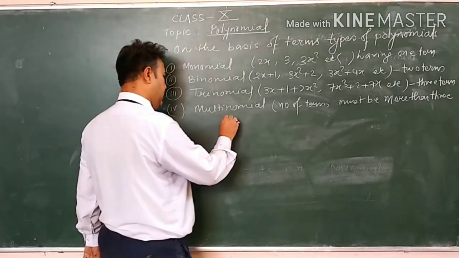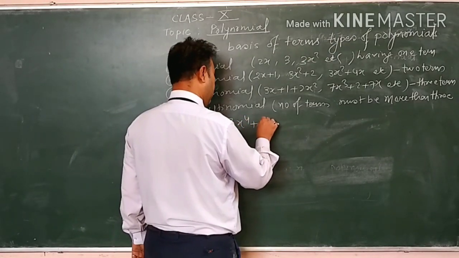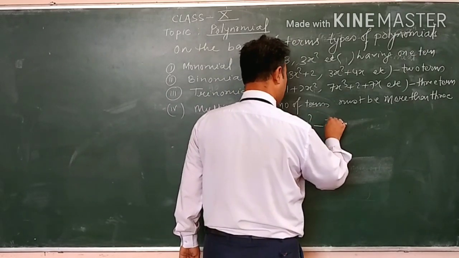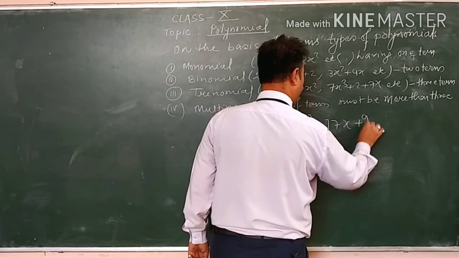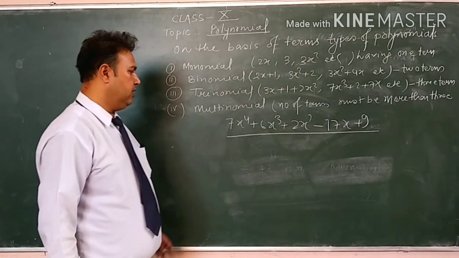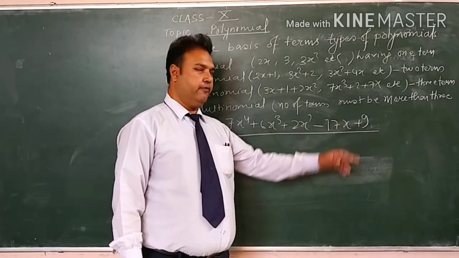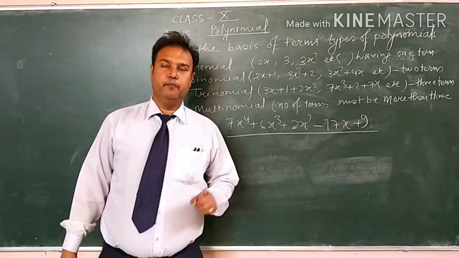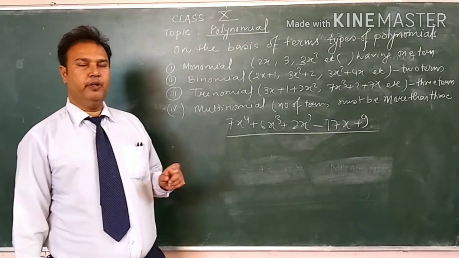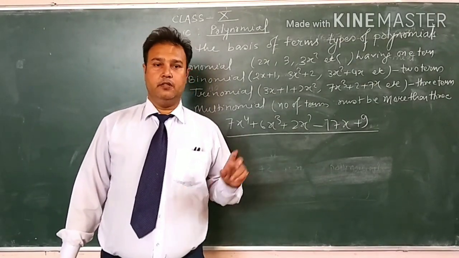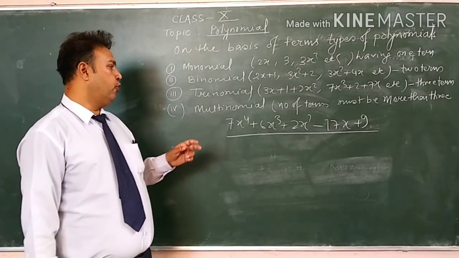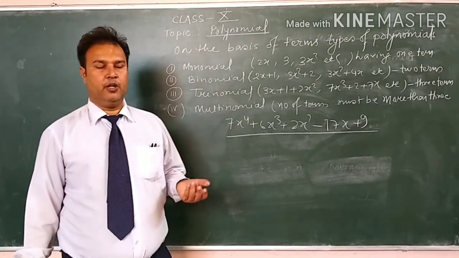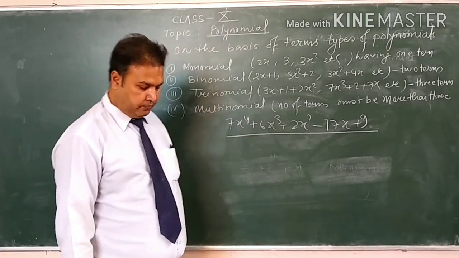For example, 7x to the power 4, 6x cube, 2x square minus 17x plus 9. This is also a polynomial, but its terms are 1, 2, 3, 4, 5. 5 terms, so it is considered a multinomial. In brief, a polynomial having one term is a monomial, having two terms is a binomial, having 3 terms is a trinomial, and a polynomial having more than 3 terms is known as a multinomial.